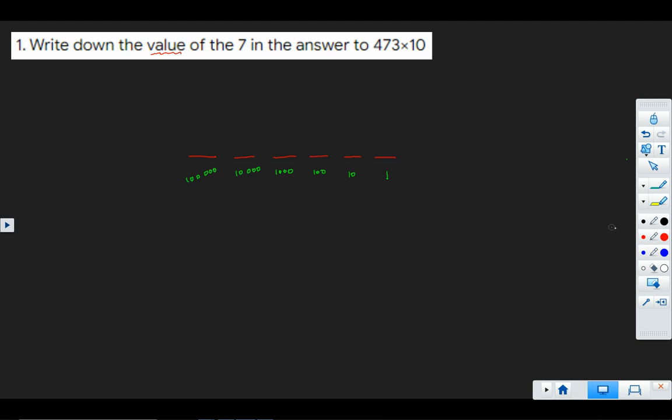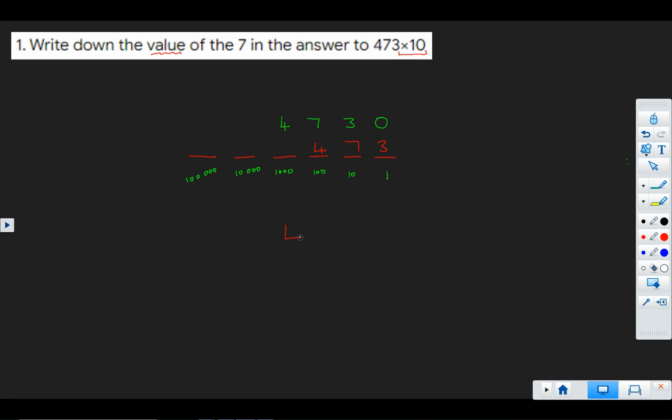Now we start here with the number 473. So our 7 is in the tens column, so it represents 70. But we're also asked to multiply by 10. Now, multiplying by 10 requires us to move each of these digits along a column. And if we were writing out the number, we would need to put a 0 in our ones column.